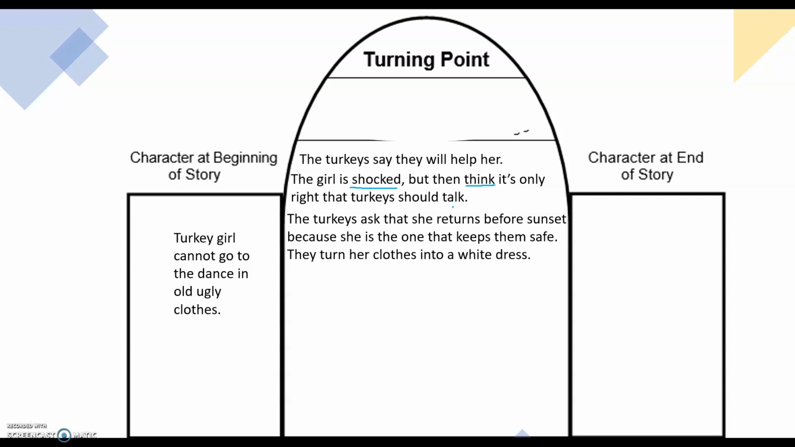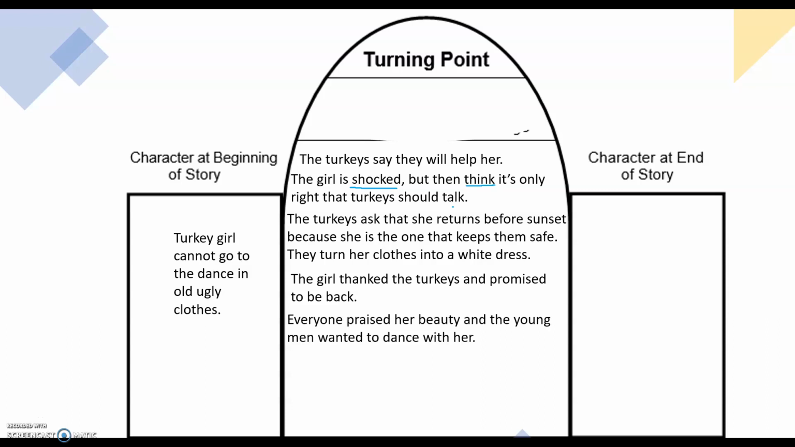So the turkeys respond to her problem by asking that she returns before sunset because she's the only one that keeps them safe. And then they turn her clothes into a white dress. So they respond to her problem by first speaking and asking her to return, and then they act and turn her clothes into a white dress. So the girl responds through her words, and she makes that promise to be back. The people at the dance all praise her, so they respond through their words by praising her and their actions. They want to dance with her.